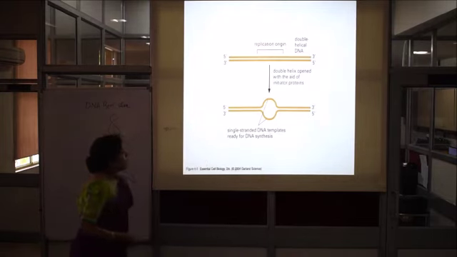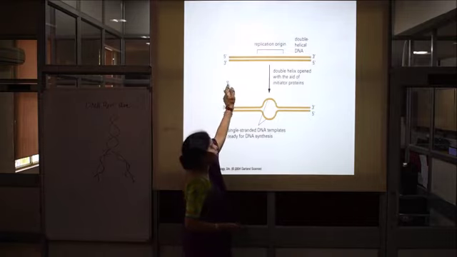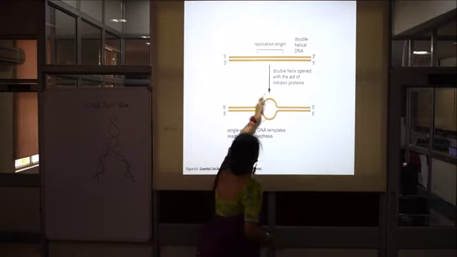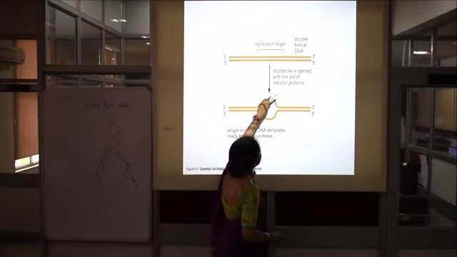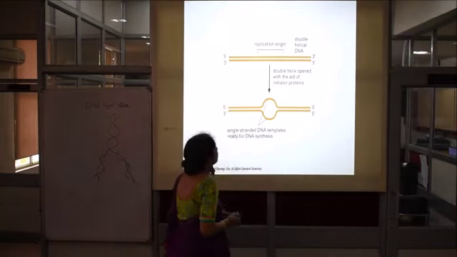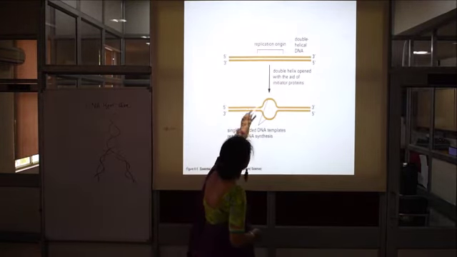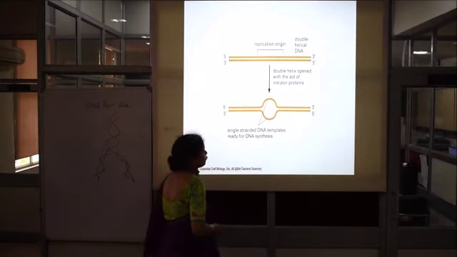Now, as you can see, these are the two strands of the DNA, one from 5' to 3' and the other from 3' to 5'. And this double helix is not like this, it is twisted. For ease it has been shown like this, and this is called the origin of replication. From here the DNA replication is going to start.